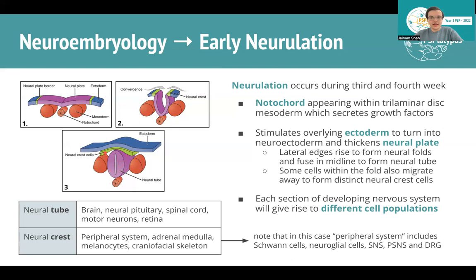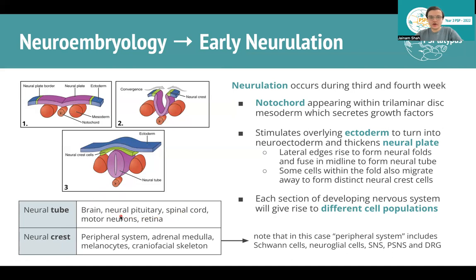Okay, so they form this distinct layer. And then each of these parts will give rise to a different cell population. The main 2 progenitors are the neural tube and the neural crest. From the neural tube, this purple section, imagine some of the more central things that you have within the CNS. So the brain, the spinal cord, you've got the neural part of the pituitary gland.